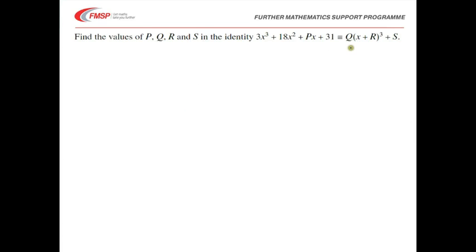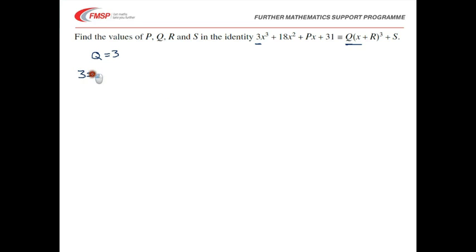So here we go. The first thing to note is that when you do multiply this right hand expression out, the x cubed term will simply have the coefficient of q, which must therefore be equal to the 3 on the left hand side. So we can immediately write down that q equals 3 and use that in our further working to keep things simple.